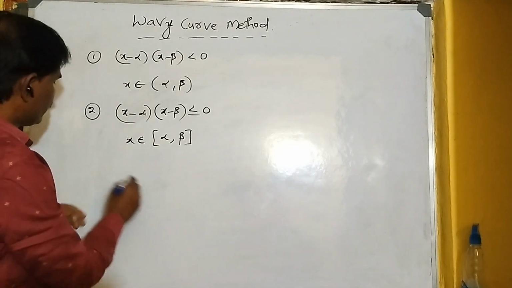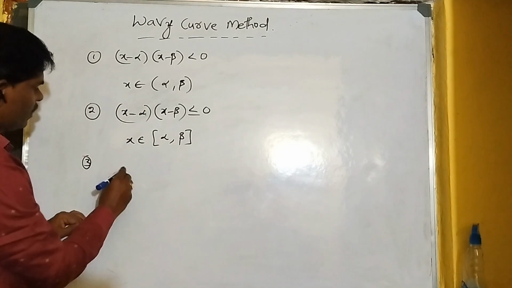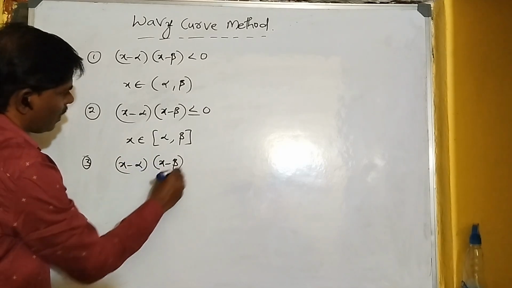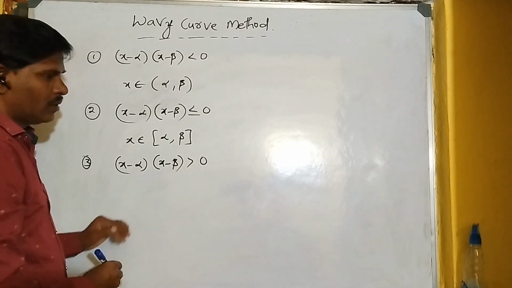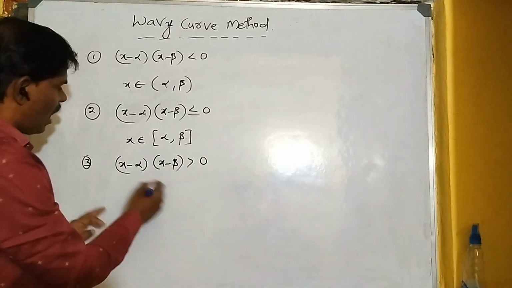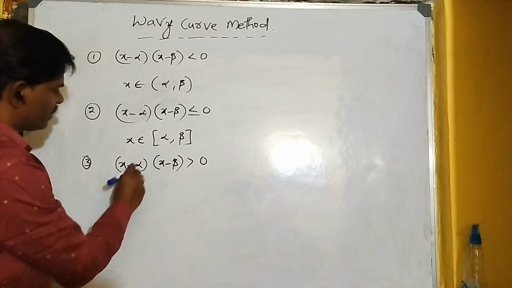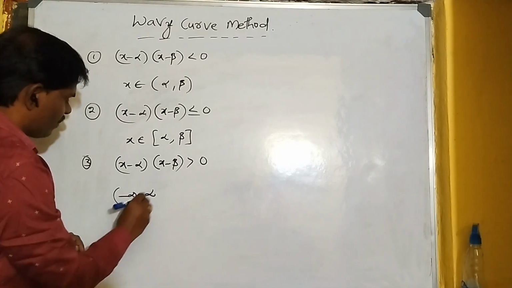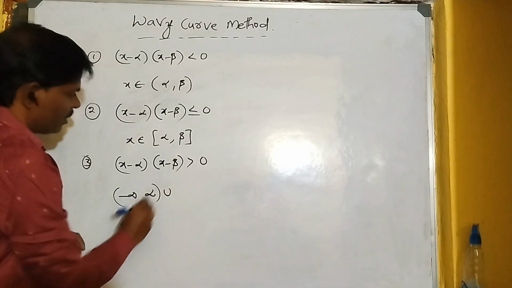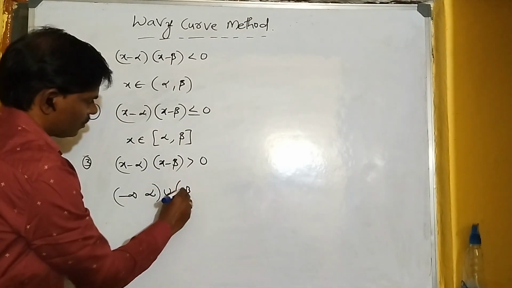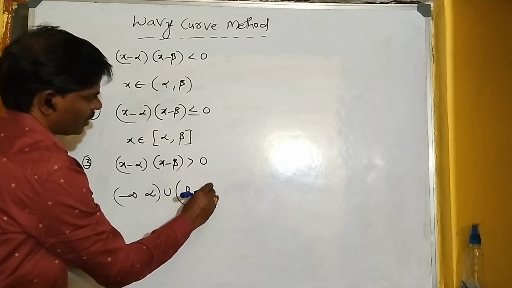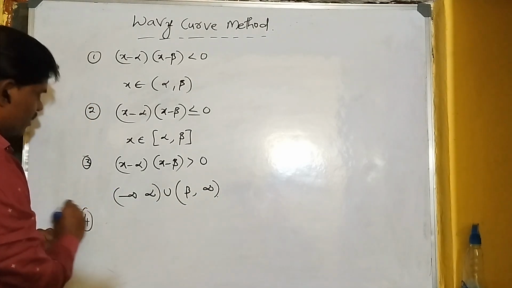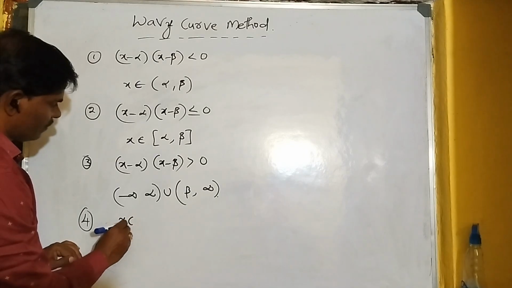The third one: (x minus alpha) into (x minus beta) greater than 0. This does not lie between alpha and beta, which means x belongs to the open interval minus infinity to alpha, union the open interval beta to plus infinity.